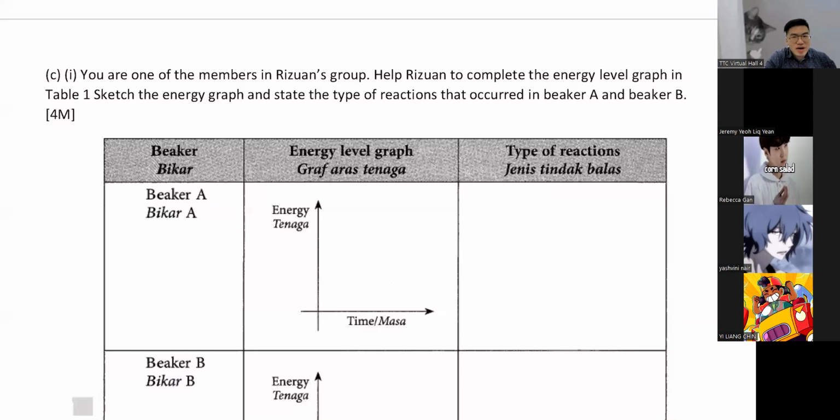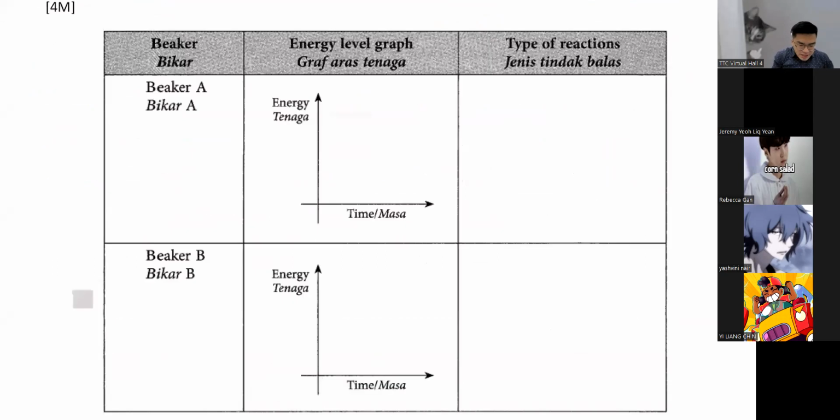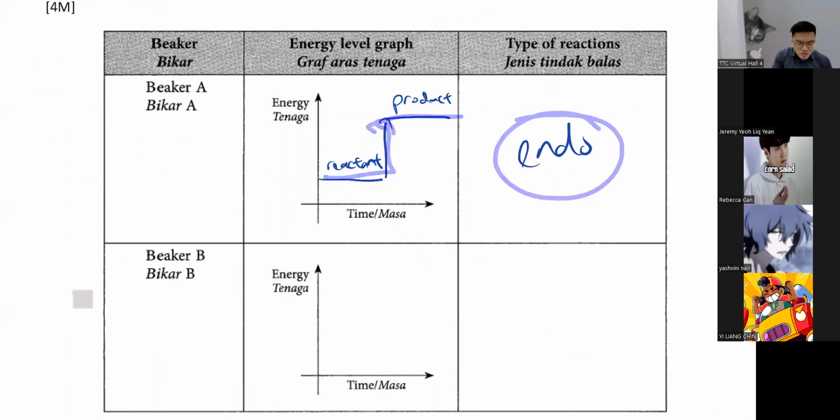This is the sketch for beaker A. Just now, beaker A is, what was it again? Beaker A is endo, right? So endo, they absorb heat. That means the reactant is here, before the reaction. After the reaction, the energy goes up. Can you see? Energy goes up. Why? Because this is endo, which means the reaction absorbs heat. That's why the energy goes up.